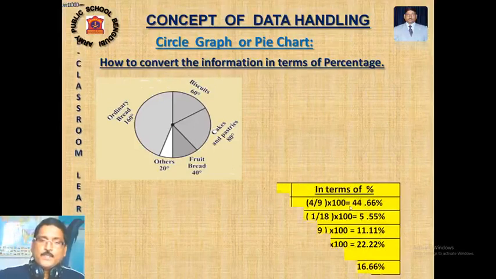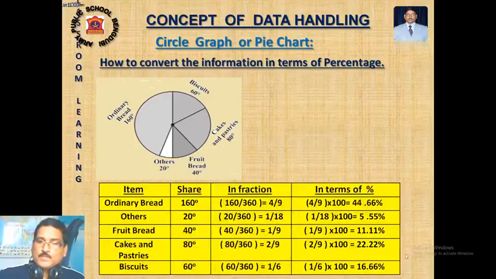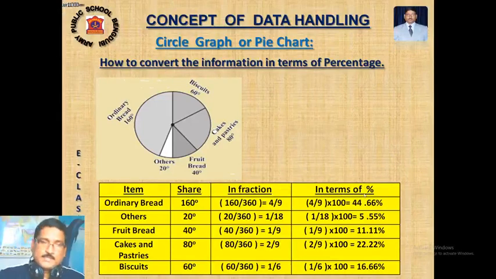The procedure is the same. First we draw a rectangular box and define item, share, fraction. Now in terms of percent; earlier it was central angle, now you just have to write in terms of percent. Ordinary bread was 160 degree. 160 degree is calculated out of the total degree. Total degree is 360. So 160 by 360. Understood?